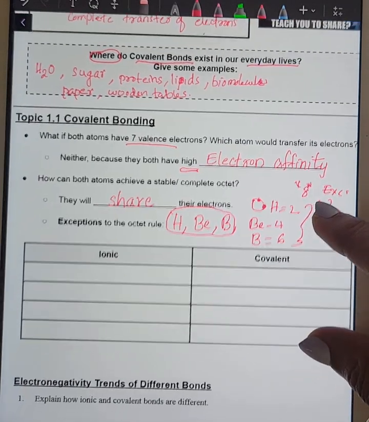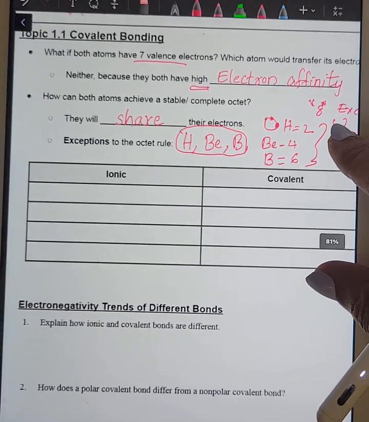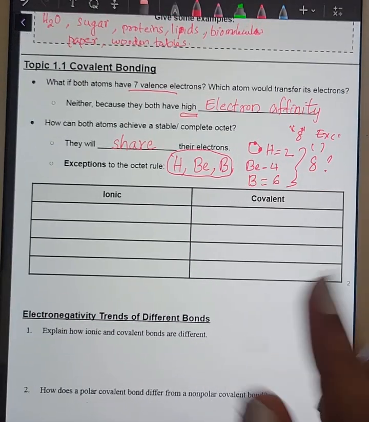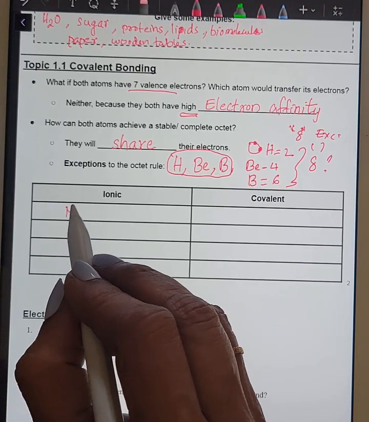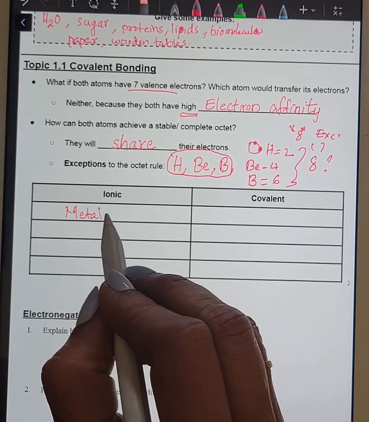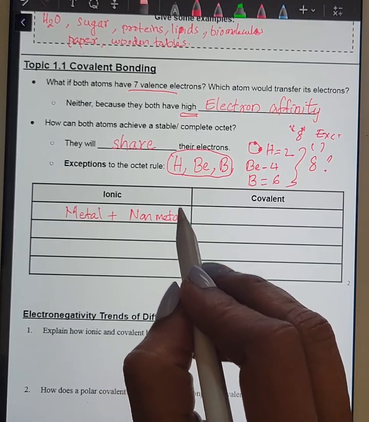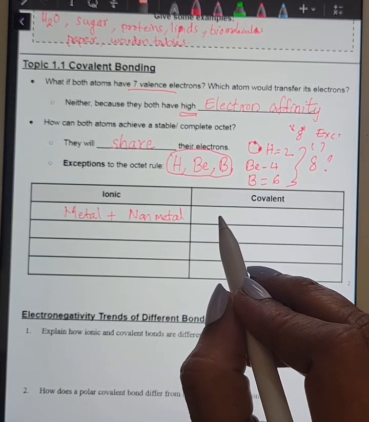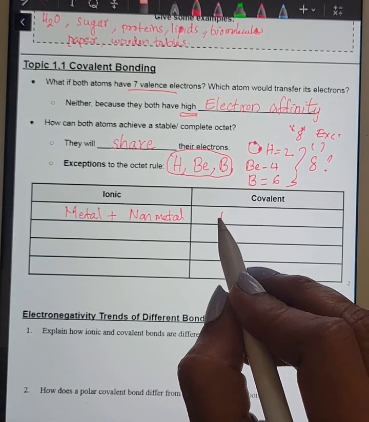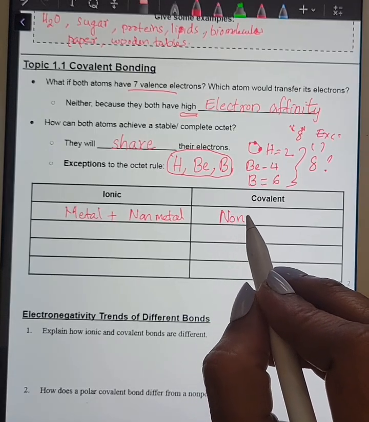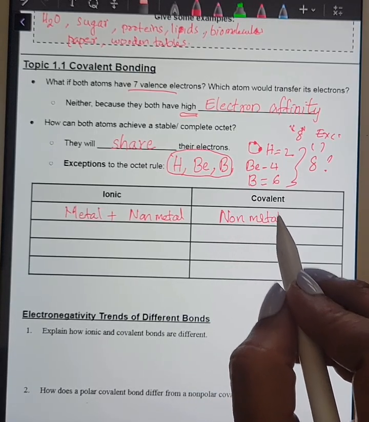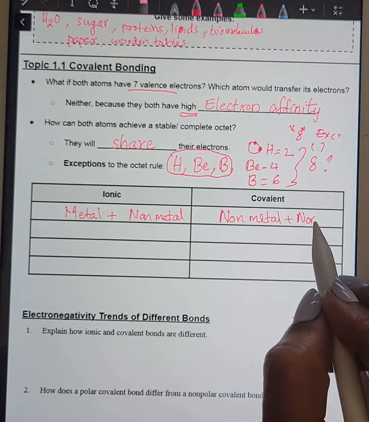Okay, let's go ahead and compare and contrast ionic and covalent compounds. So first, we said an ionic compound is formed between what and what? A metal and a non-metal. Then a covalent bond is formed only between what? Only between non-metals. So it is a non-metal with another non-metal.